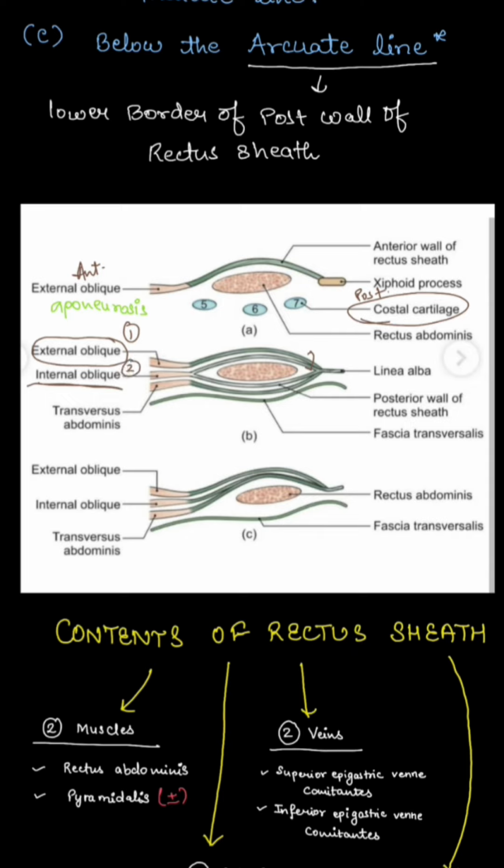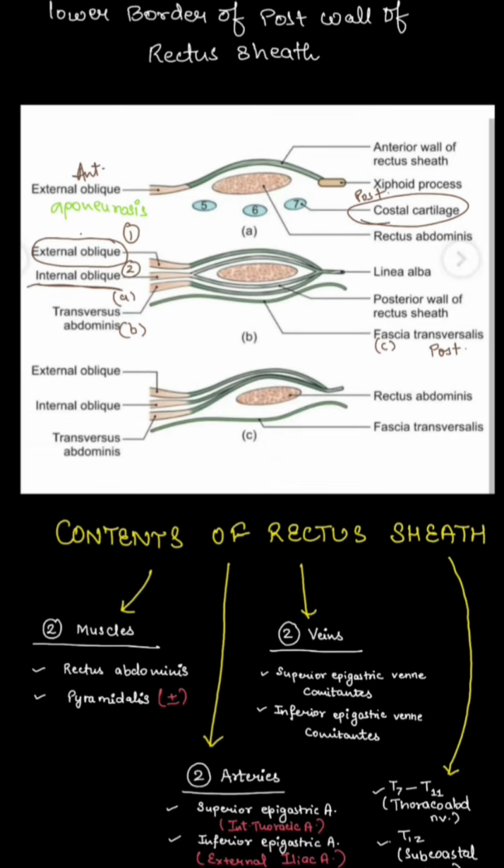Okay, so this is the anterior wall, which is formed by the anterior lamina of internal oblique and external oblique, and the posterior lamina of internal oblique, transversus abdominis and fascia transversalis form the posterior wall. Okay, and this was the anterior wall.